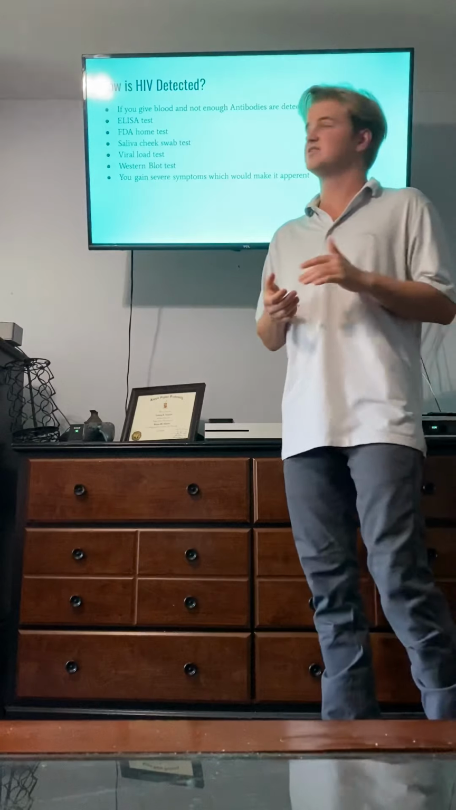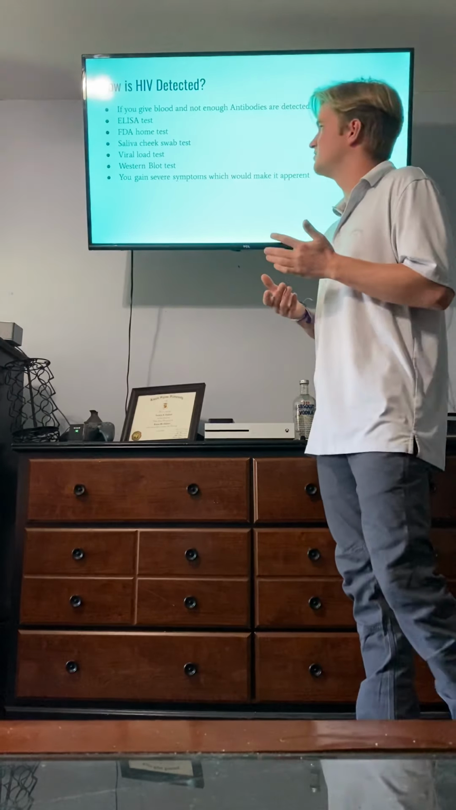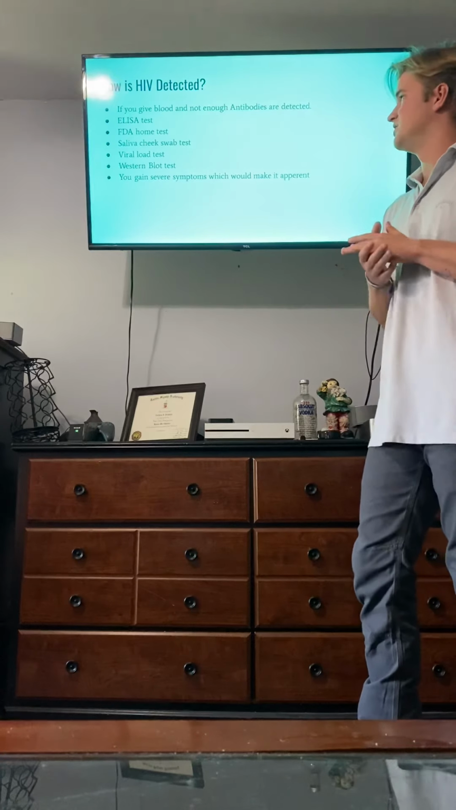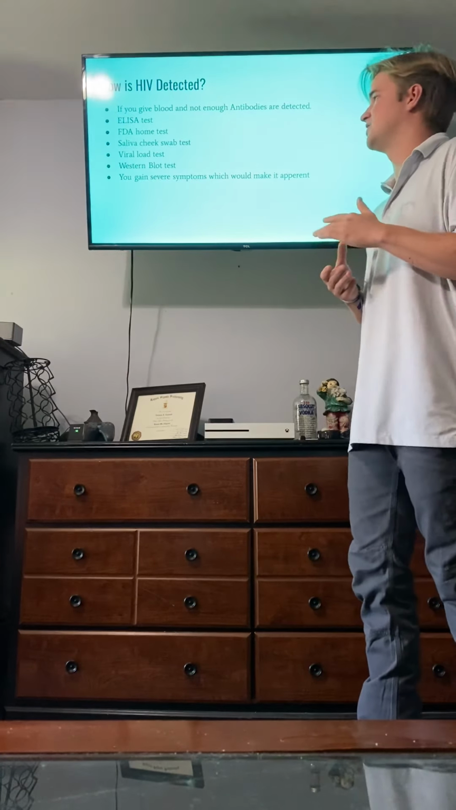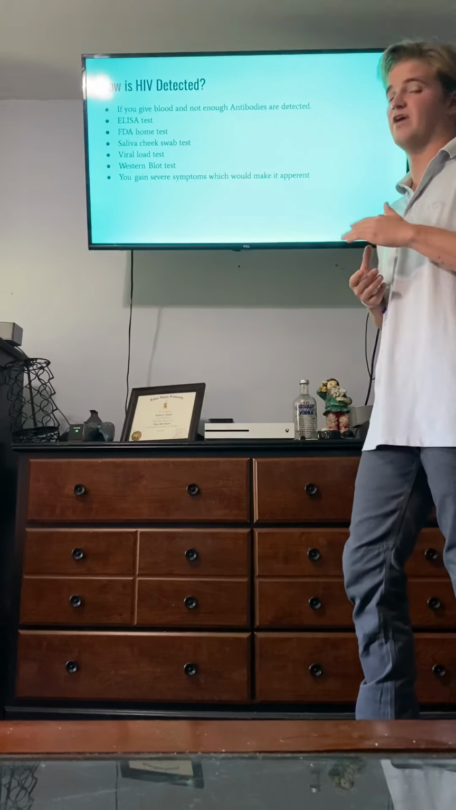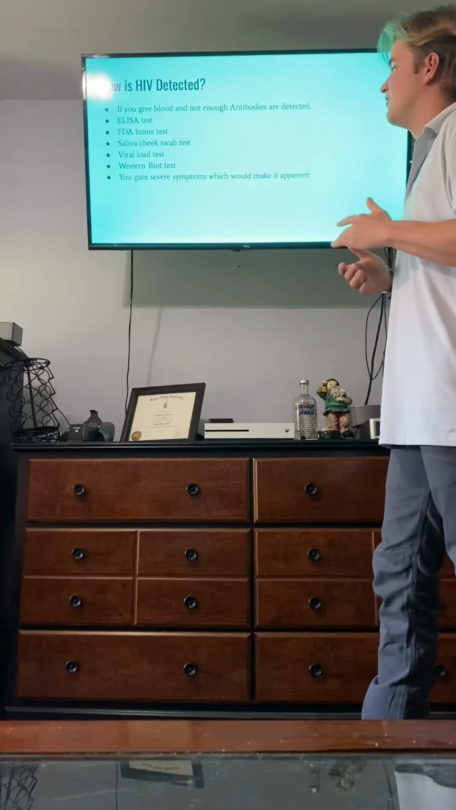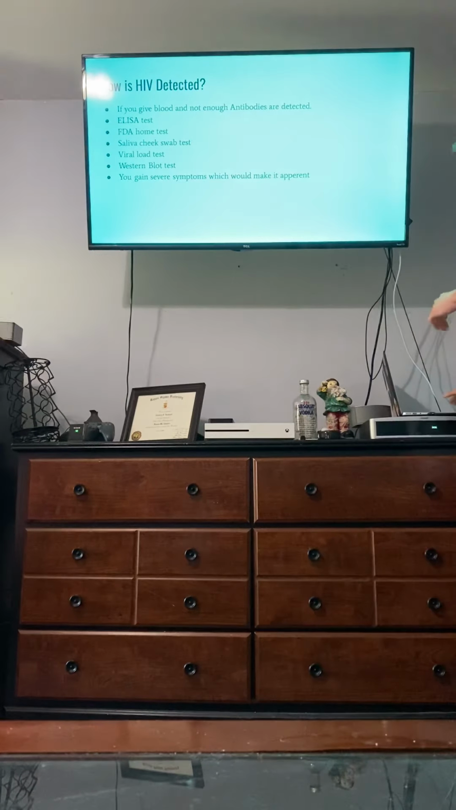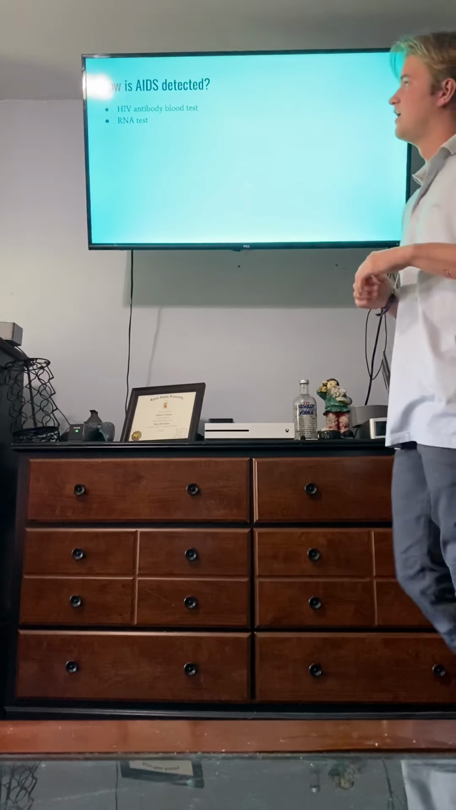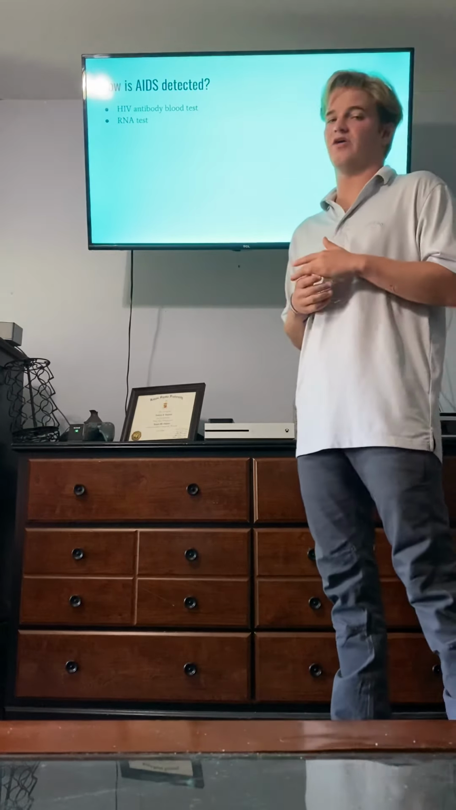How is HIV detected? If you give blood and not enough antibodies are detected, the ELISA test, FDMA home test, the saliva check swab test, the viral load test, Western blot test, and if you gain severe symptoms, which would make it apparent. How is AIDS detected? HIV antibody blood test and the RNA blood test.